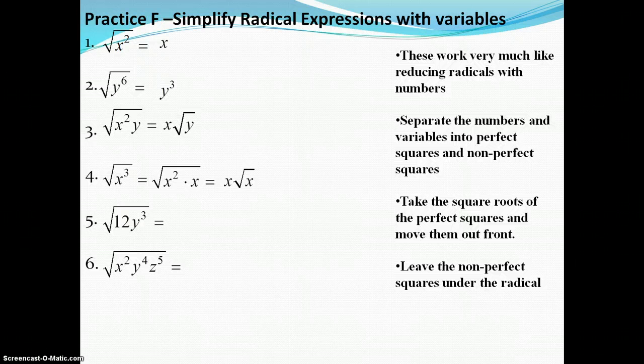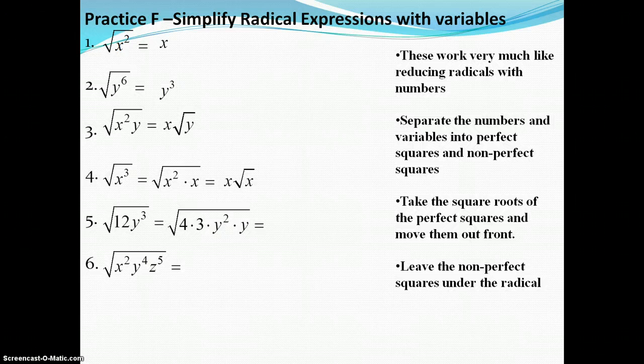The next one, if you see the number 5, I've got a 12. I've got to break that down to perfect squares. Well, 4 times 3 is equal to 12. And then the y to the third power I can break down to y squared times y. If you take a look at it, it's spread out, but they equal the same thing. 4 times 3 times y squared times y is equal to 12y to the third. But by spreading it out, now I can see all the perfect squares.